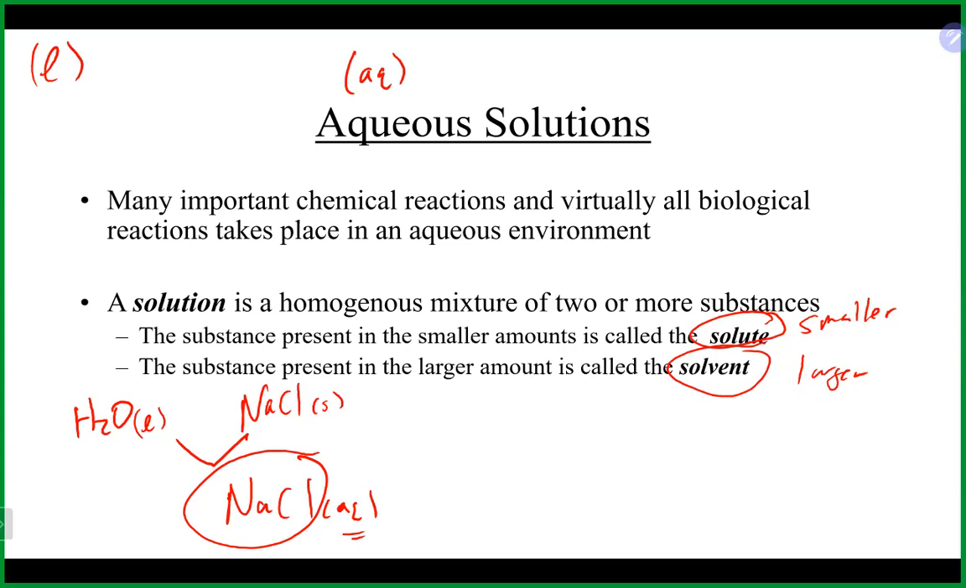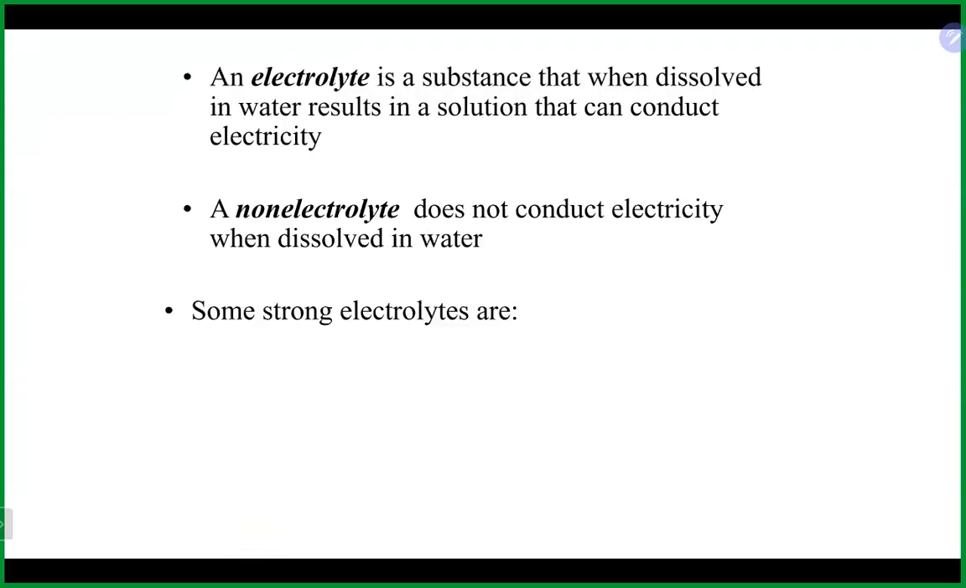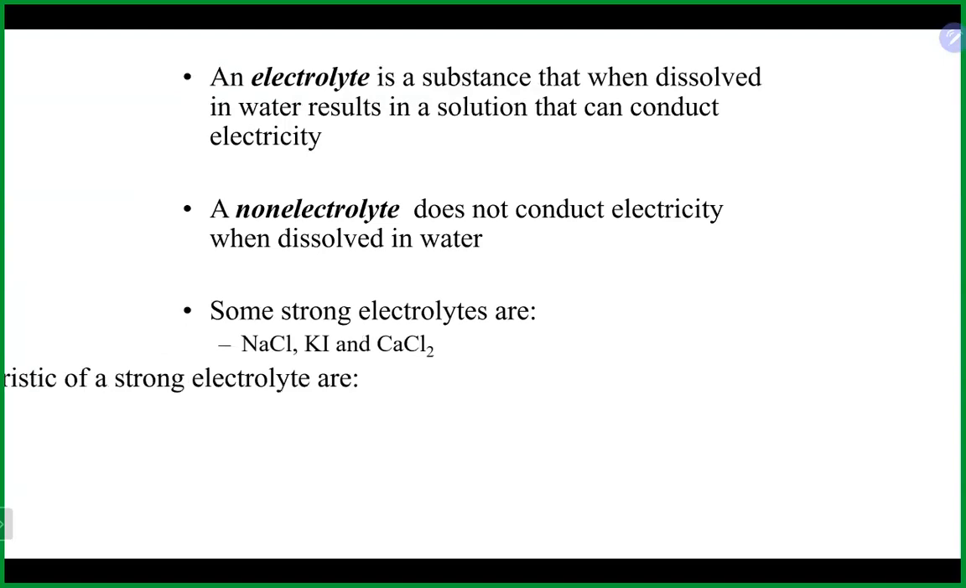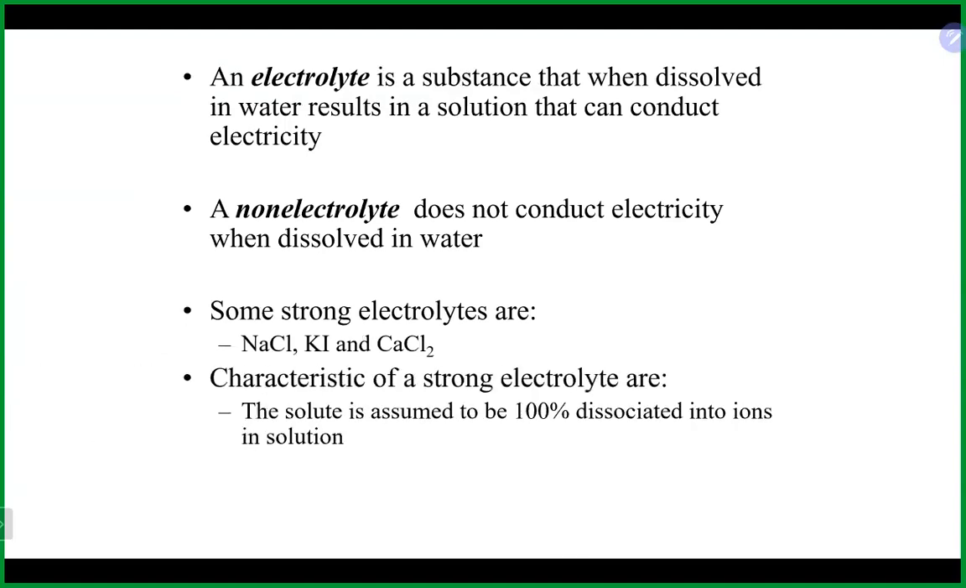So again, a solution is aqueous. It is something that's made by really mixing two things together where they really dissolve. Homogeneous means everything looks the same throughout. So when we talk about electrolytes, what we might have talked about previously, electrolytes are substances that when they do dissolve in water, they conduct electricity, and that's because they do produce ions. So these are substances that produce ions.